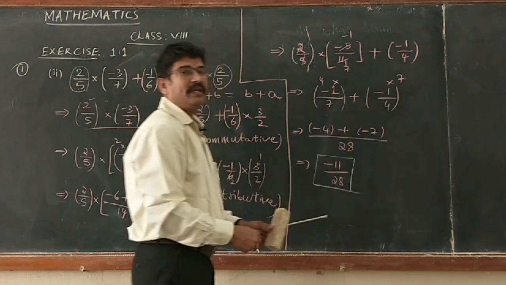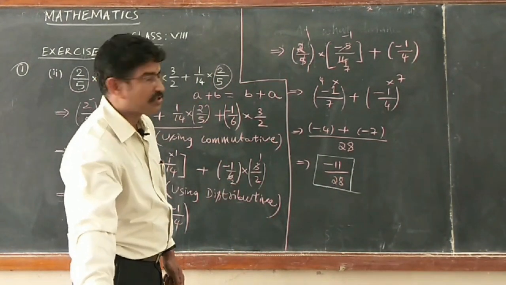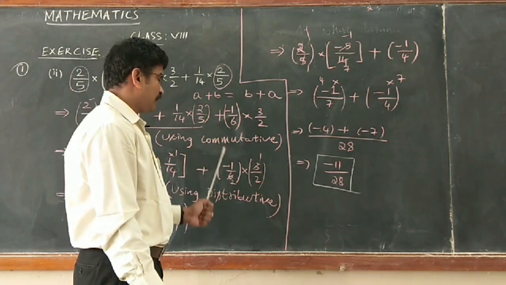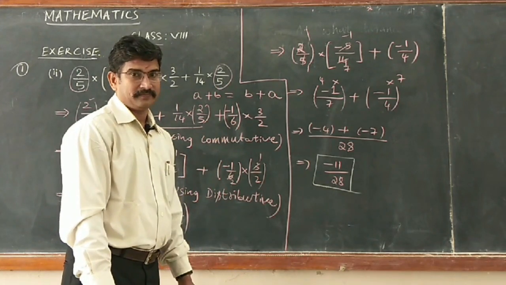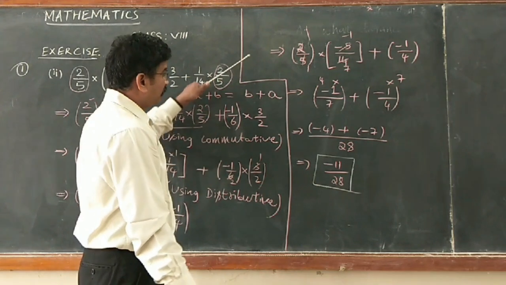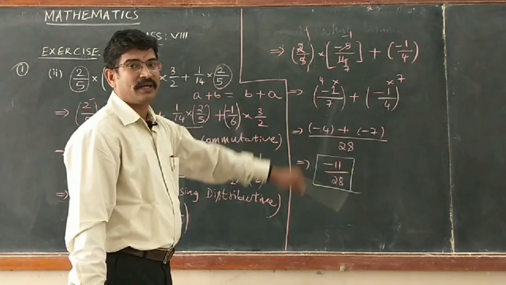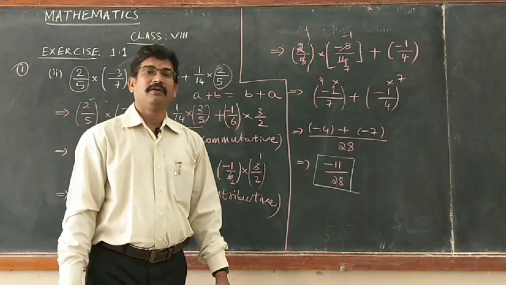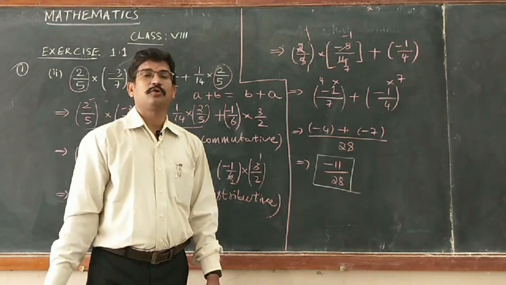That's how we simplify. See children, very important, write which properties you are using, and in sequential steps. If you write the solution you will be awarded full marks for it. We will continue with the next question.